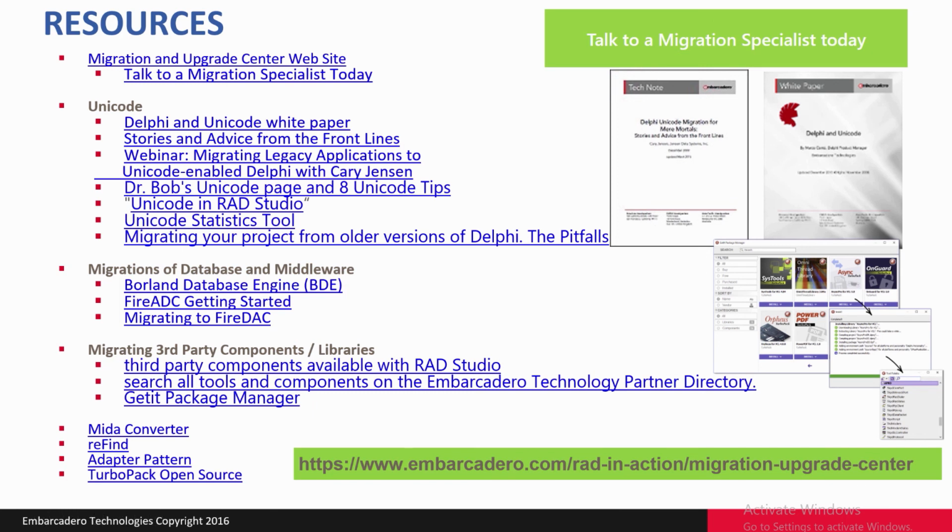Here is a list of additional resources, papers, and videos to help migrate your legacy Delphi and C++ Builder applications to the current 10.1 Berlin version. Most, if not all, of these resources you can get from the main new Migration and Upgrade Center website. Here we have the resources grouped by the three main focus areas of this webinar: Unicode, migrations of database and middleware, and migrating third-party components and libraries.